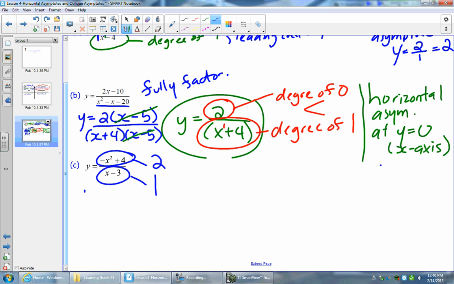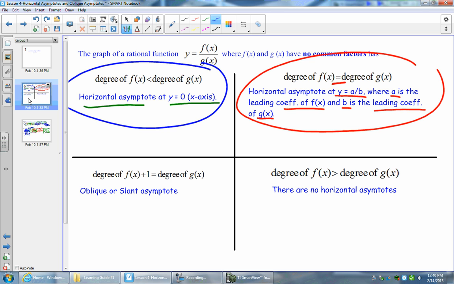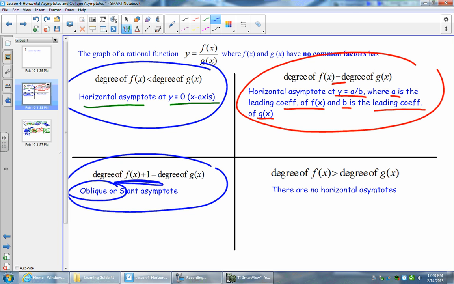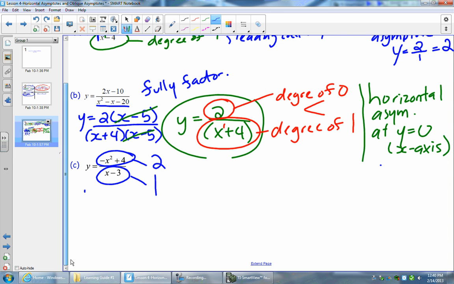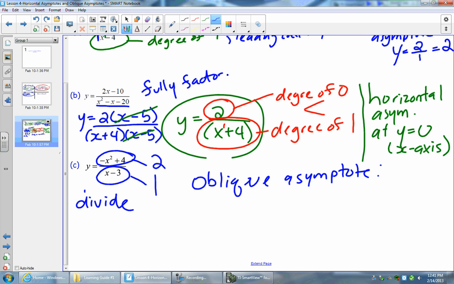So what happens in this case? Well, we are looking at this scenario: degree of f of x plus 1 is equal to degree of g of x. So it's 1 more, and in this case, we have an oblique asymptote. So go back to the question here. If we want to find the oblique asymptote, we have an oblique asymptote. Now I'm going to teach you how to find that oblique asymptote. To find it, what you actually have to do here is divide. You're going to divide negative x squared plus 4 by x minus 3.